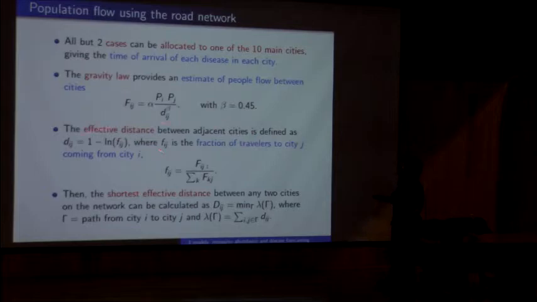Then you do this renormalization trick. You look at the fraction of people who travel to city J, how many are coming from city I. That's your F_ij. You define a renormalized distance between city I and J as 1 minus the log of that. And then you calculate the minimum path on the network with those renormalized distances between any 2 cities.